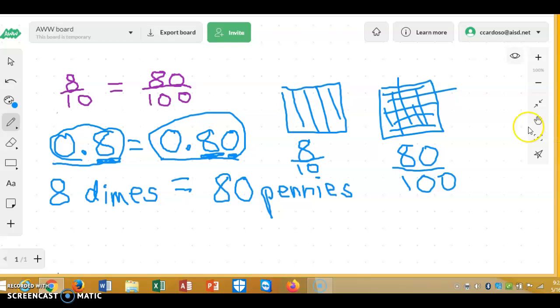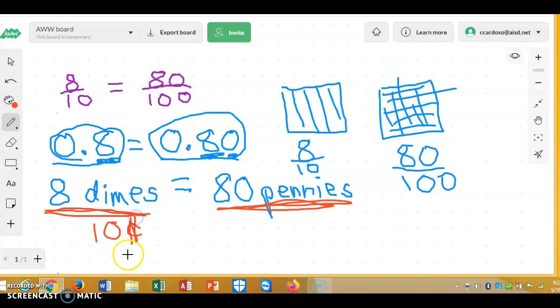You can also think of this as money. That 8 is really like 80 cents because it's like 8 dimes right here, 8 dimes worth 80 cents. Or on this side, it could be 80 pennies. Dimes are 10 cents, like our tenths, and our pennies are 1 cent.